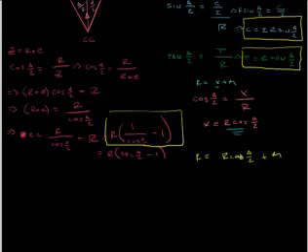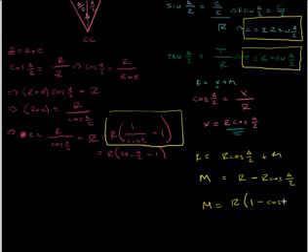So if we subtract this, m is equal to R minus R cosine of delta over 2. So m is equal to R times 1 minus the cosine of delta over 2. And there we have it.